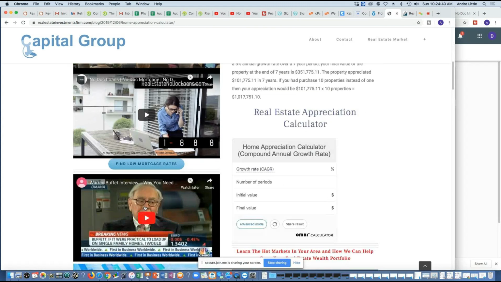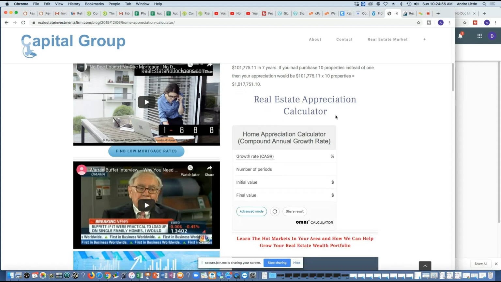This here, of course, many of you already know, this is Warren Buffett. He says that basically, if he could, he would buy a lot of single-family homes and invest in those. It may not be an unwise choice to listen to what Warren Buffett says.